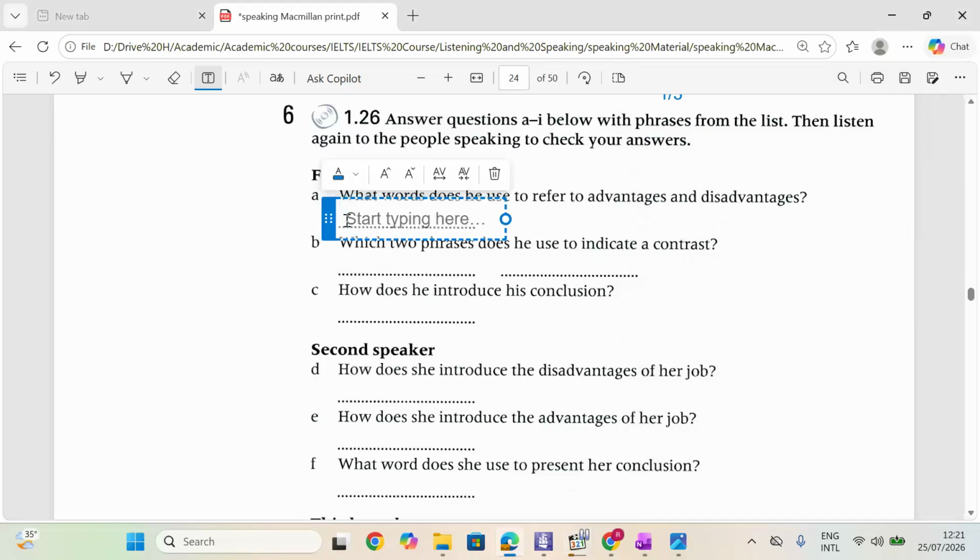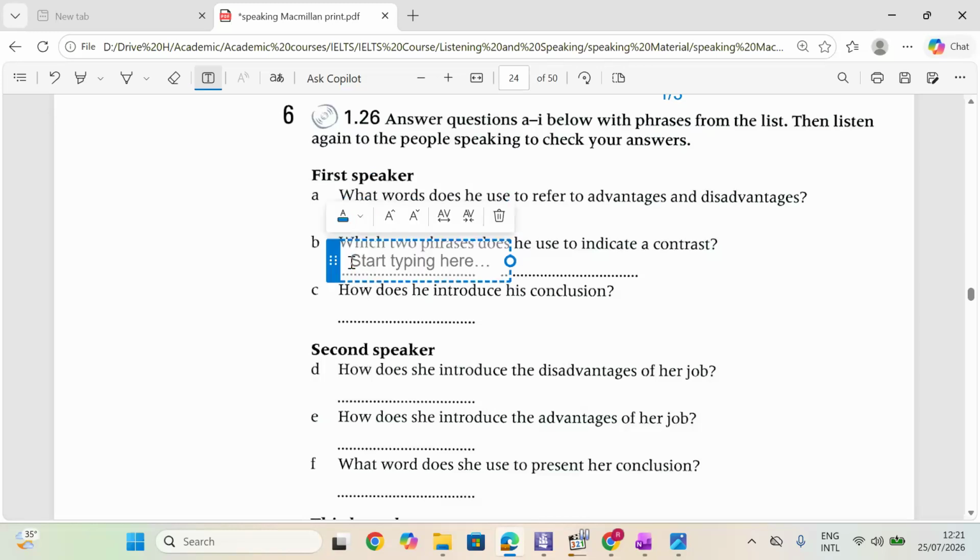What phrase did he use to express advantages and disadvantages? On the one hand and on the other hand. Pros and cons. Which 2 phrases does he use to indicate a contrast? On the one hand, on the other hand. Yes. How does he introduce his conclusion? How did he start his conclusion? He used on balance.